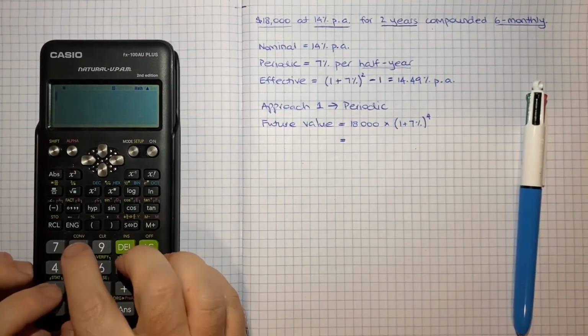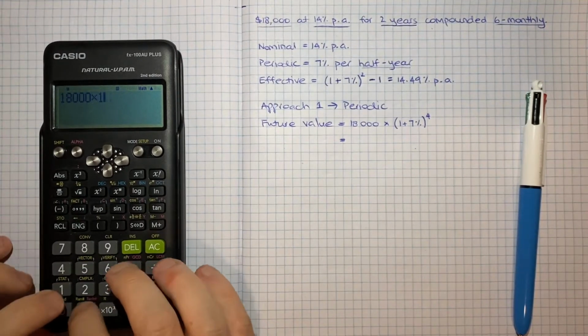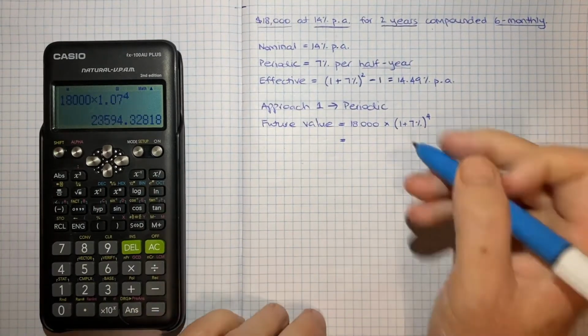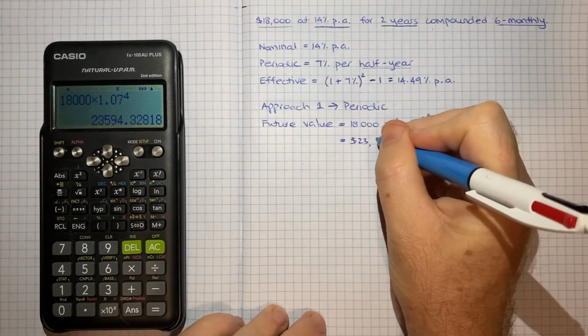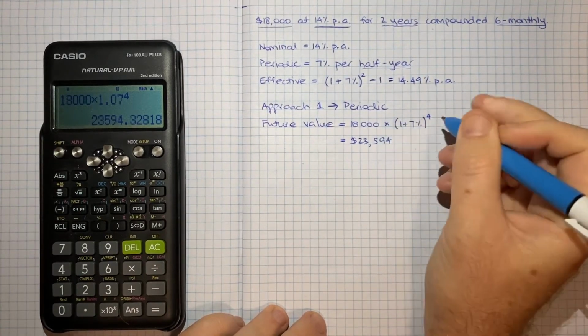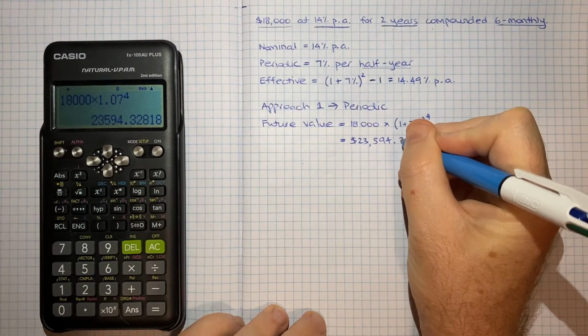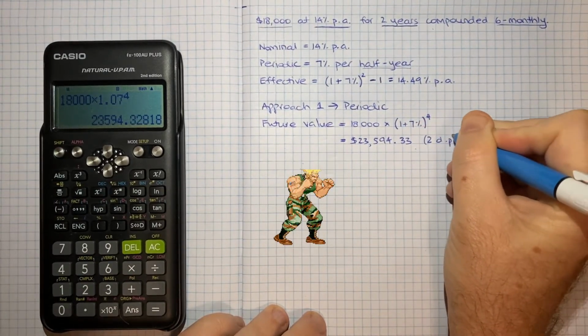So we'll go 18,000 times 1.07 to the power of 4. And that gets us $23,594, and I'll round that to 2 decimal places, so 33 cents to 2 decimal places.